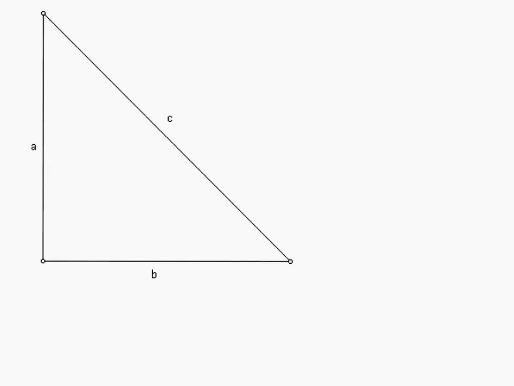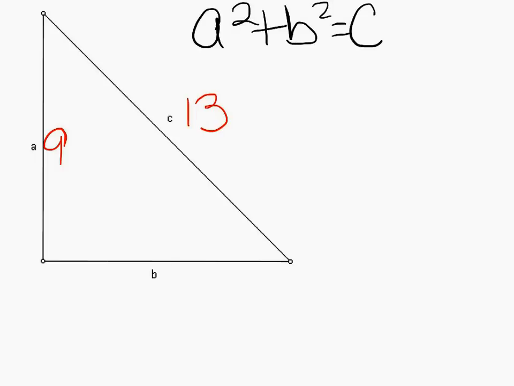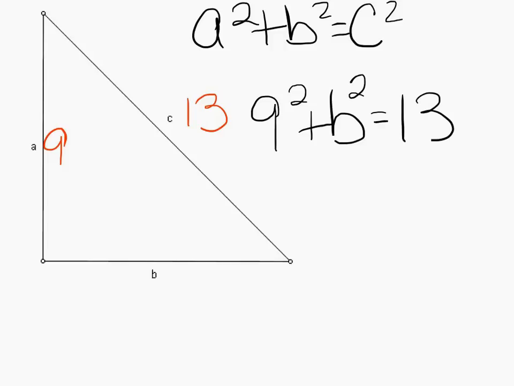So now we have our second example. In our second example, a is 9 and c is 13. So we're still going to use the same formula. Okay, so we're still going to use the Pythagorean theorem. A squared plus b squared equals c squared. Now we're just plugging in different places. Instead of having b, now we have c. So it's going to be 9 squared plus b squared equals 13 squared.